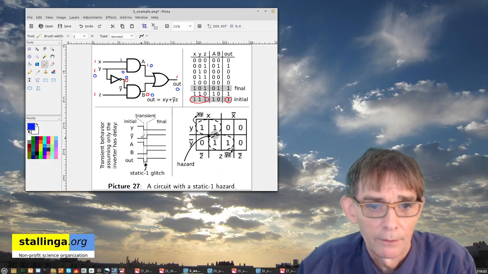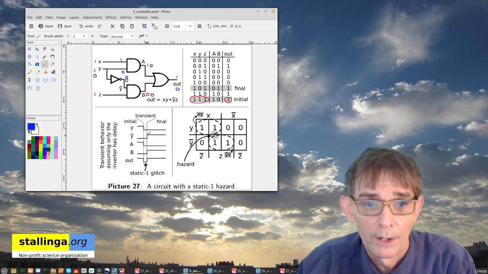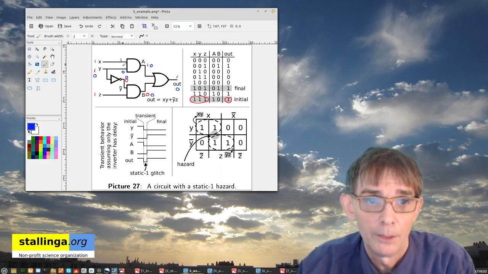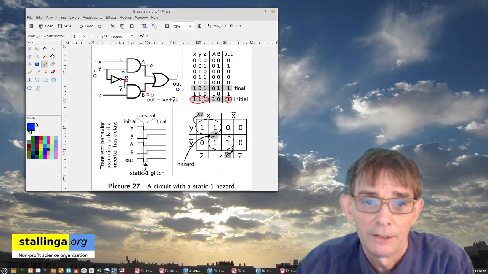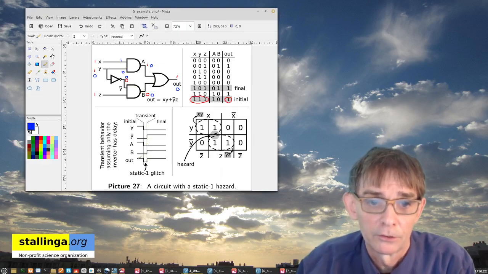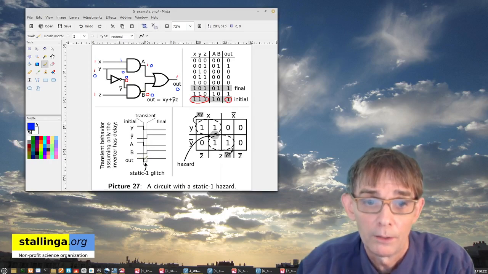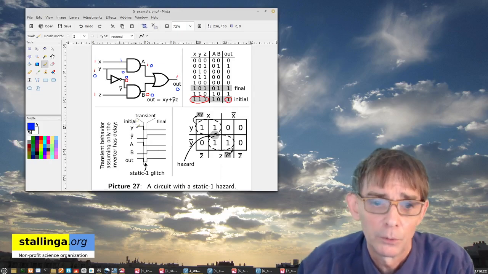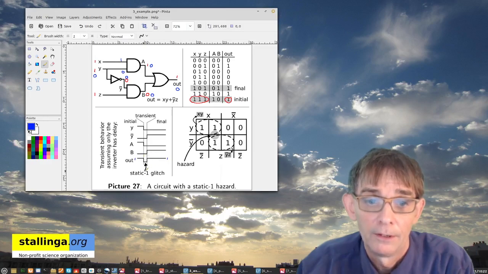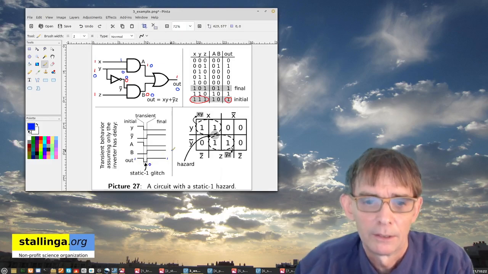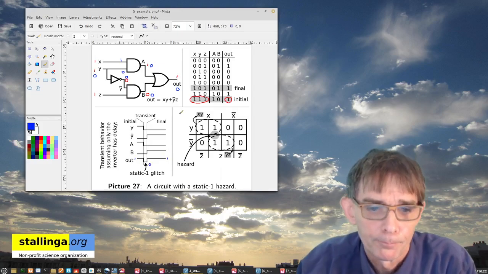To put it in a diagram, you can see here Y, not Y is a little bit later. A switches immediately because it gets these two inputs X and Y directly, but B switches just a fraction later and goes to 1 a little bit later. So at the output we go from 1, temporarily to 0, and then to 1. And this is what we call a static 1 glitch, because we have 1 initial, 1 final, and temporarily it is 0, seemingly coming out of nowhere.